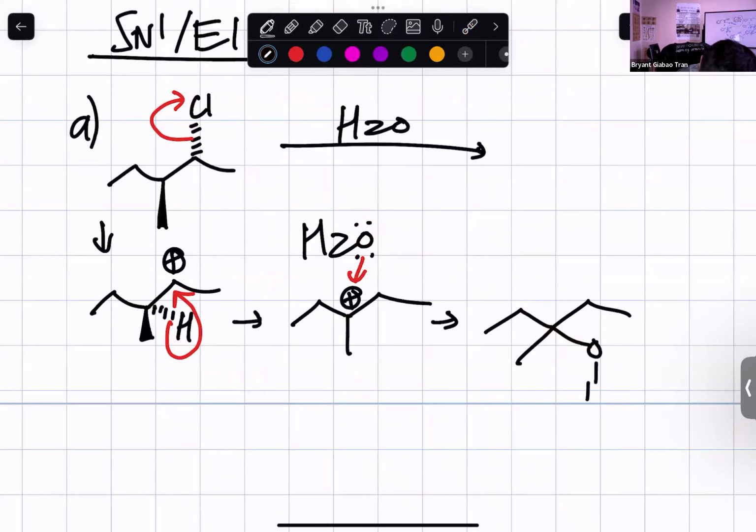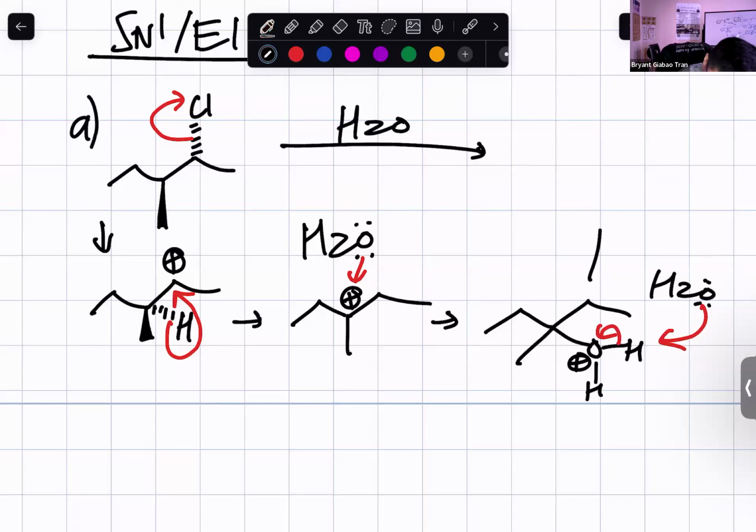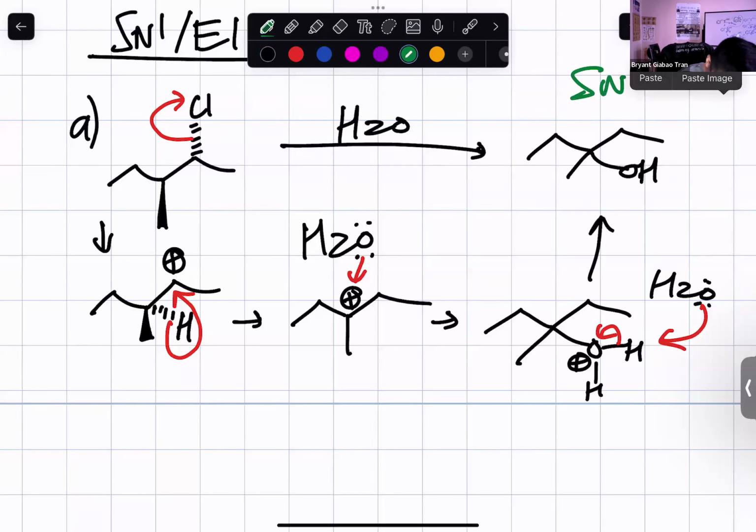And the oxygen is now going to be positively charged because it has 3 bonds. The last step is to use another water molecule to deprotonate that positively charged oxygen and make it neutral. So that's the SN1 product, right?